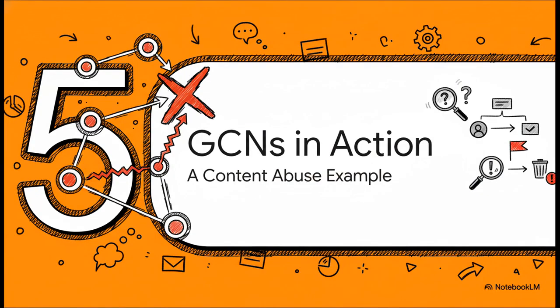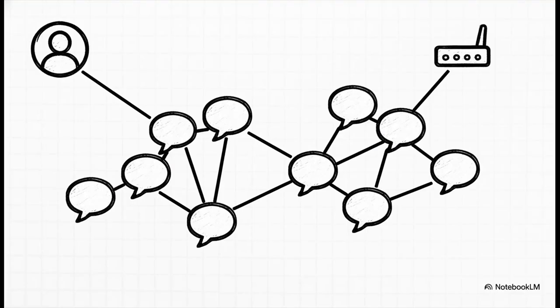Okay, let's stop talking theory for a second and make this real. Because theory is one thing, but seeing it work is what really makes it all click into place. Let's walk through a quick example, detecting content abuse. So here's the scenario. In our graph, every single node is a tweet, and we connect two tweets with a line, an edge, if they came from the same user account or the same IP address. So we're basically linking them by shared origins.